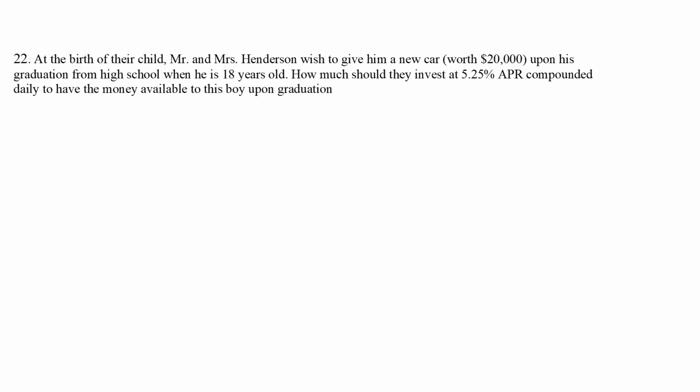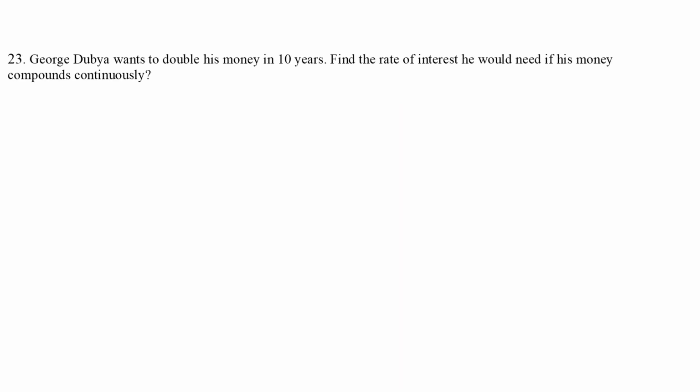Let's continue. I'm going to continue to number 23 here. Mr. Julio wants to double his money in 10 years. Well, we don't know how much money he has. All we know is he wants to double his money. So if he has 5,000, he wants to double it in 10 years, so he wants 10,000. Find the rate. So I'm looking for the interest rate he would need if his money compounds continuously.